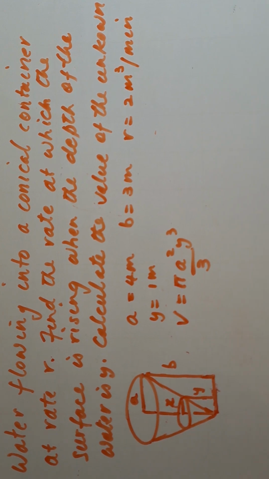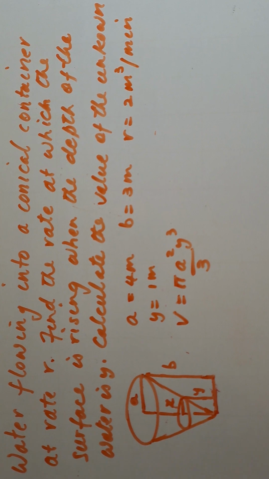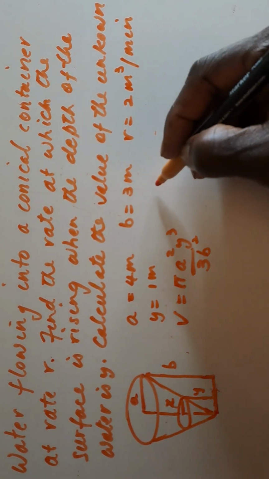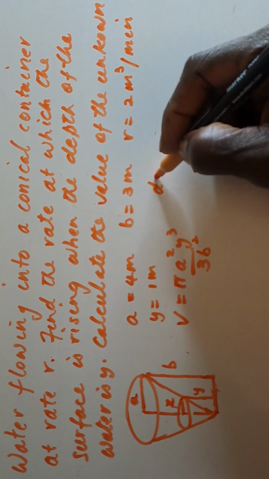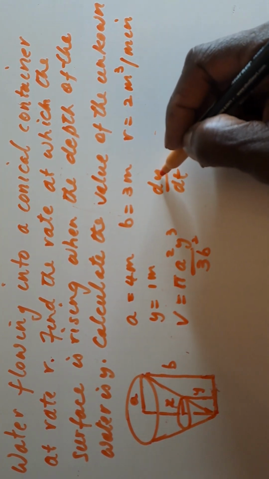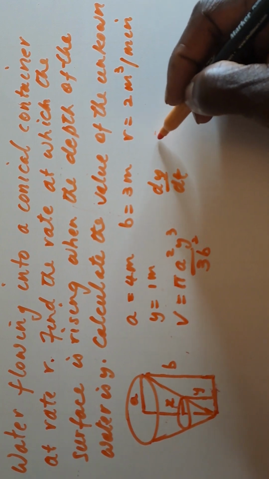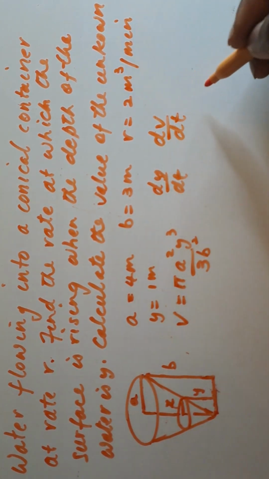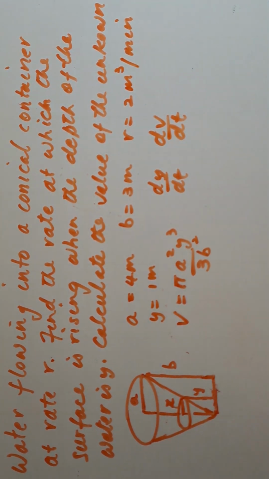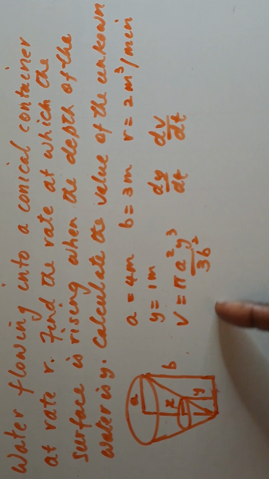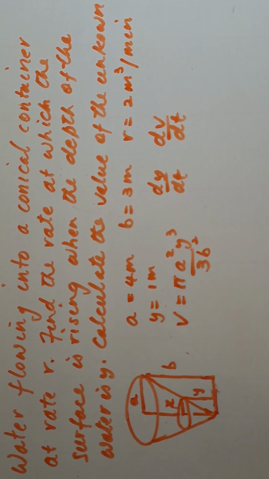Right, in part 2, we concluded with the volume expressed in terms of A, B, and Y. Now we also determined connections of dy/dt in our previous videos, and dV/dt, and other quantities. Now, if we differentiate this volume, we can find the rate at which this volume is changing.